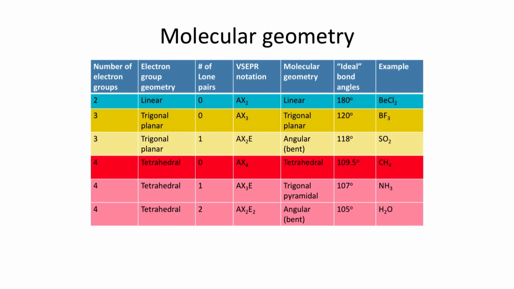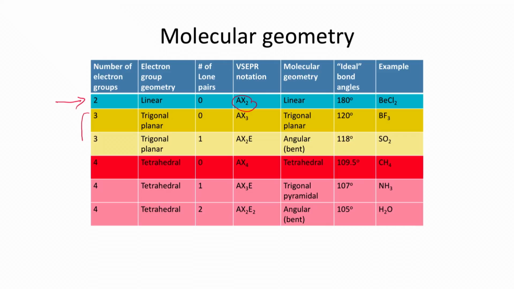So let's start out with two electron groups. This is going to have a linear geometry like I showed you before. The VSEPR notation is AX2, and the angles here are going to be about 180 degrees. And an example would be something like beryllium chloride.